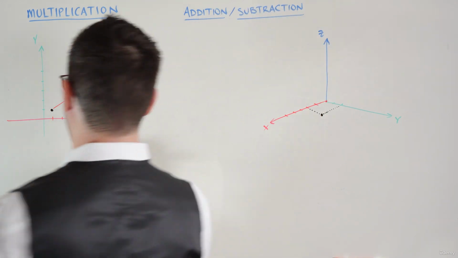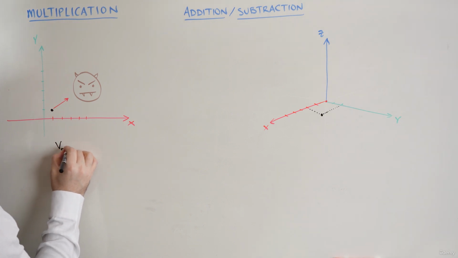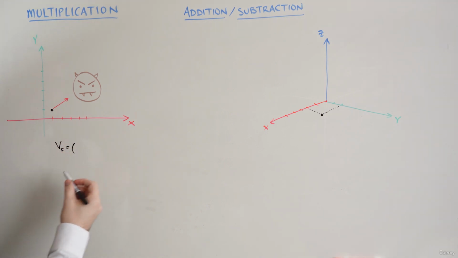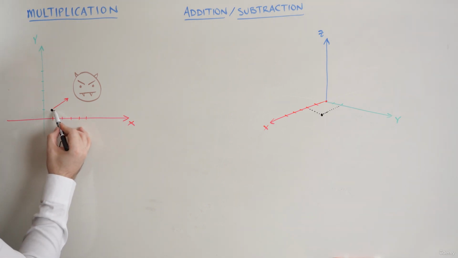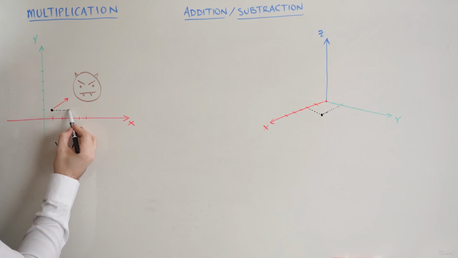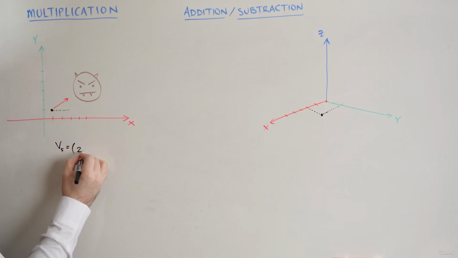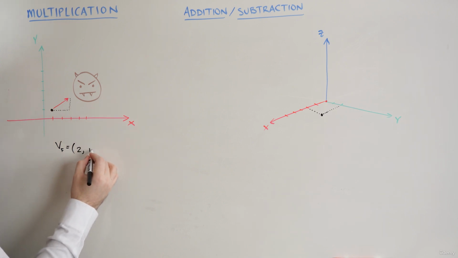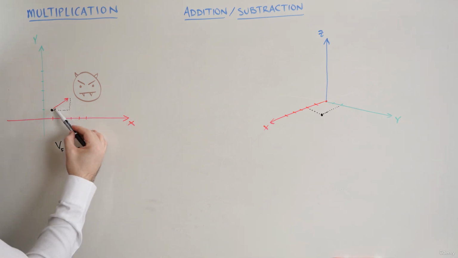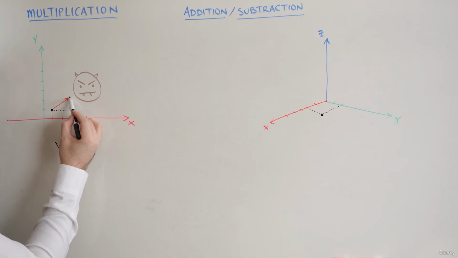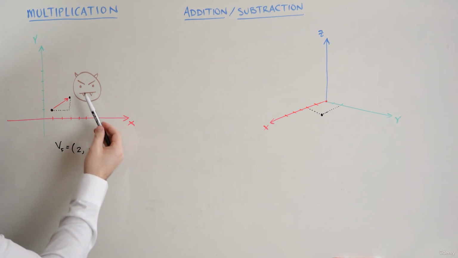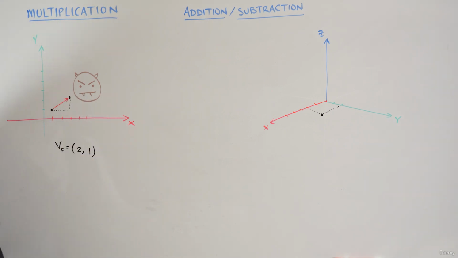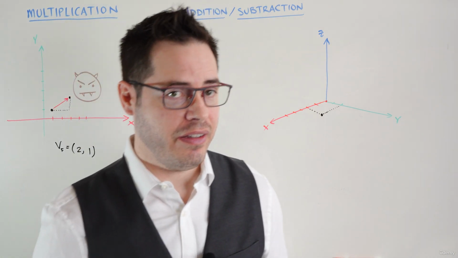Let's say that this vector, we'll call it v sub f. F stands for fireball. And v sub f has an x component of 2, so it travels 2 in the x, and a y component of 1, so it travels 1 in the y. It travels along this vector until it explodes right here. Now, our enemy is here, and we can see that our fireball is just shy of hitting the enemy.